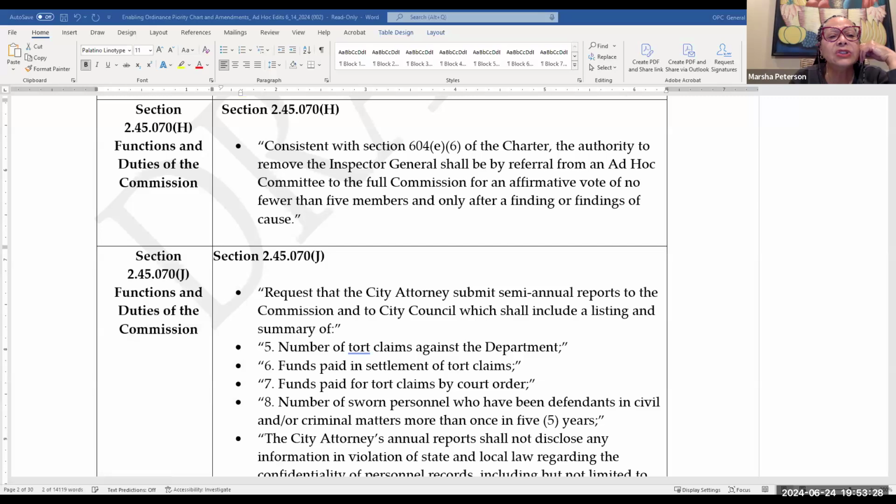Section 2.45.070H, functions and duties of the commission. Consistent with section 604E6 of the charter, the authority to remove the inspector general shall be by referral from an ad hoc committee to the full commission for an affirmative vote of no fewer than 5 members and only after a finding or findings of cause.